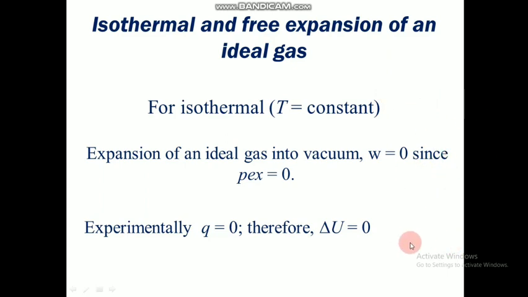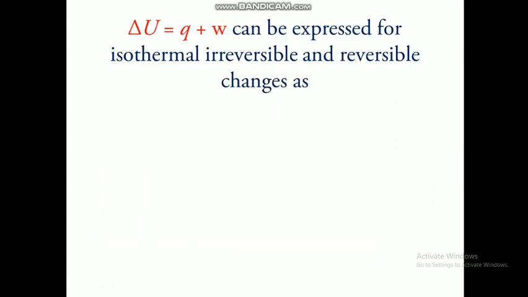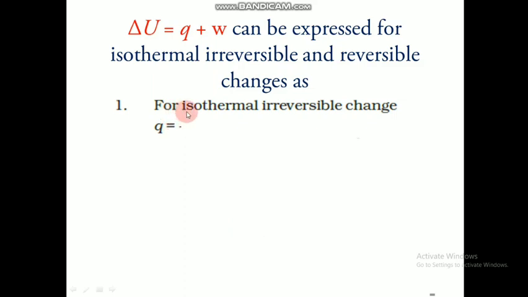So these are the conditions we have. Write all these conditions as we move on, so that it will give you a better understanding. We are going to substitute those conditions into this equation. Delta U is equal to Q plus W can be expressed for isothermal irreversible and reversible change, and adiabatic change, as three conditions. The first condition is for isothermal irreversible change, Q is equal to dash. So that is our question or condition. In delta U is equal to Q plus W, we are going to apply these conditions.